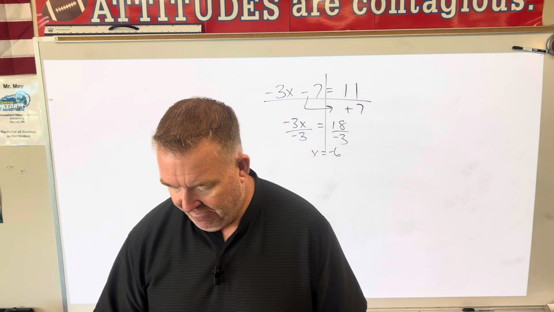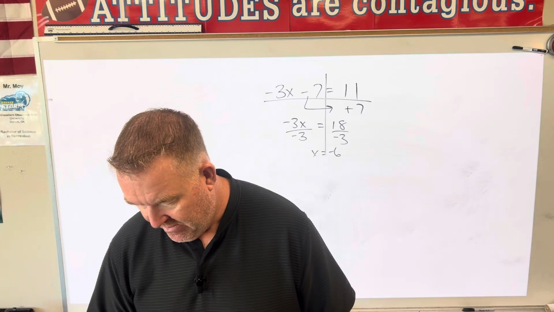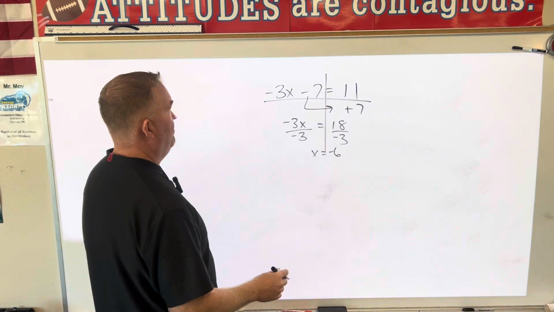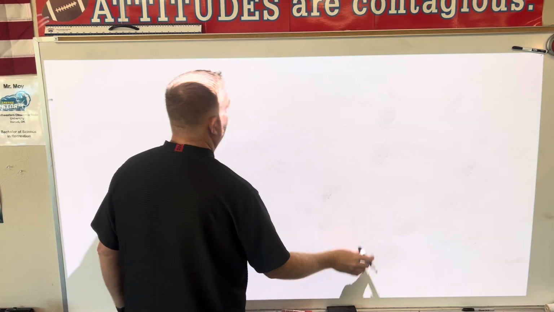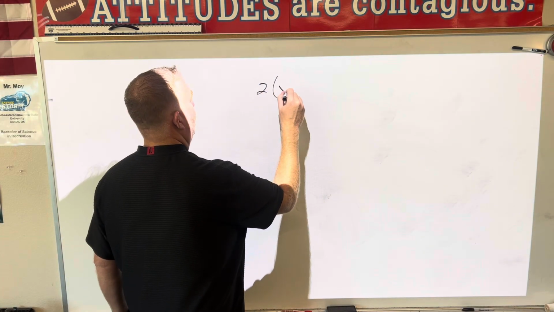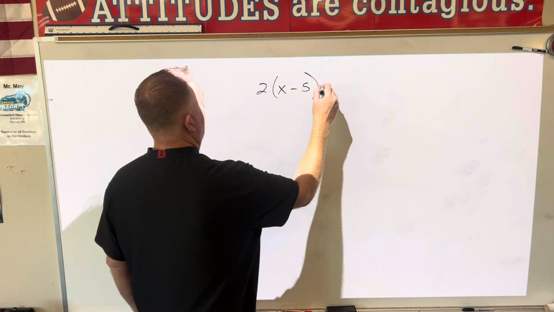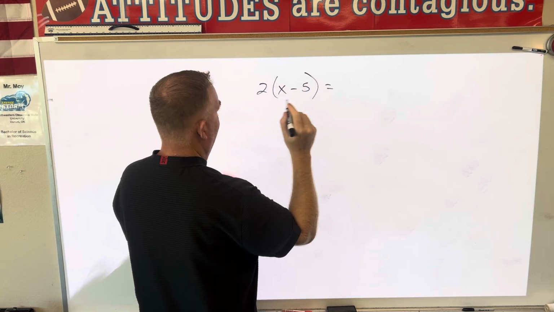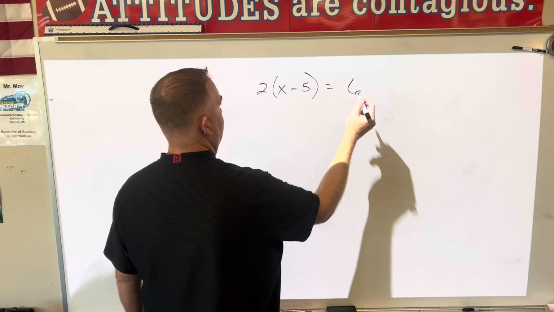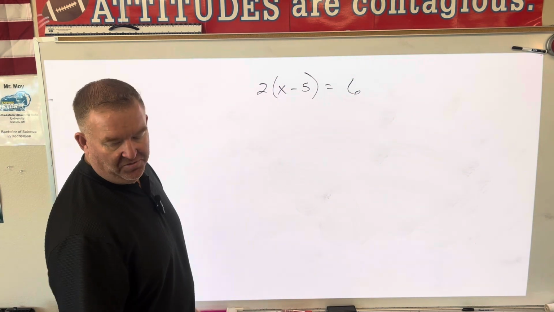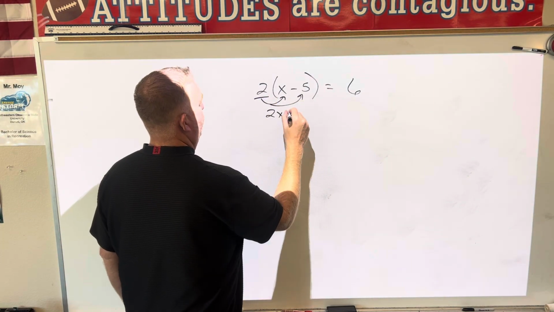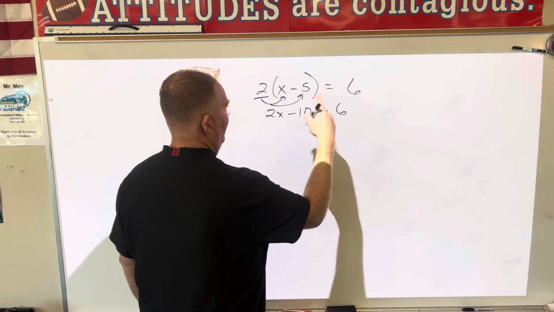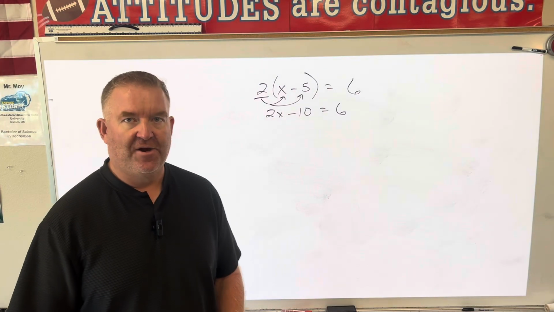Fifth one, same thing, but now you're going to have the distributive property. So now you're going to have to distribute, but it turns into a two-step equation. So 2(x minus 5) equals, I don't know, 6. I'm just making these up as I go. So we distribute: 2x minus 10 equals 6. Now it's just a two-step equation. Okay.